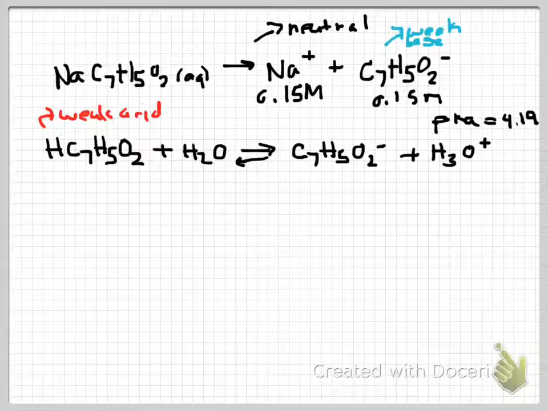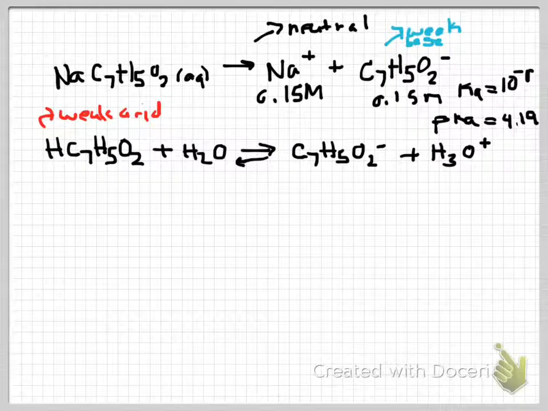And pKa is the same kind of idea as pH. It's the negative log of the Ka. If I want to get the Ka, I'll show you how to do that in a minute. The Ka is just going to be 10 to the negative pKa. So I'll drop that up here. Ka equals 10 to the negative pKa.